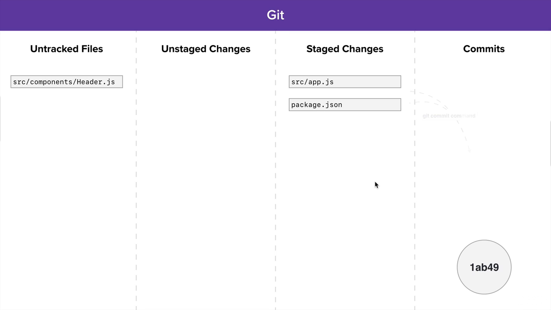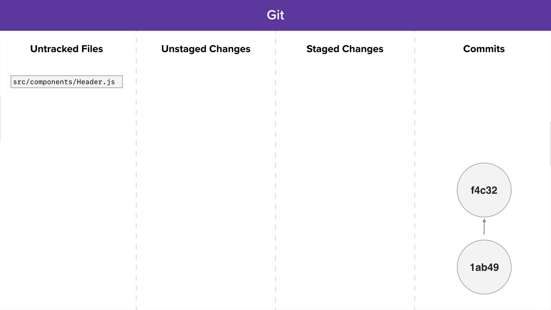So I run git commit. This wraps up everything in staged changes. It creates a new commit, and that's going to show up over here. So now we would be able to say that our repository has 2 commits. I could revert back to this one to look at the application state at that point in time, or I could revert to this one to view the current state of the application.